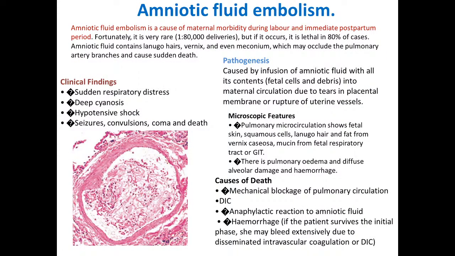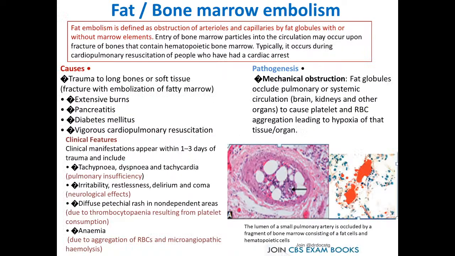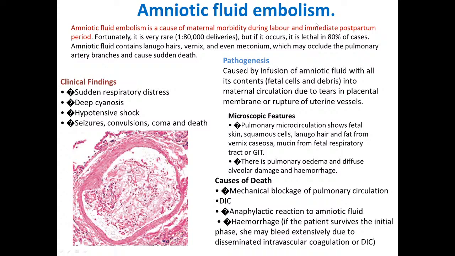Amniotic fluid embolism is a cause of maternal morbidity during labor and the immediate postpartum period. Fortunately, it is very rare, but if it occurs, it is lethal in 18% of cases. Amniotic fluid contains lanugo hairs, vernix, and even meconium, which may occlude the pulmonary arterial branching and cause sudden death.